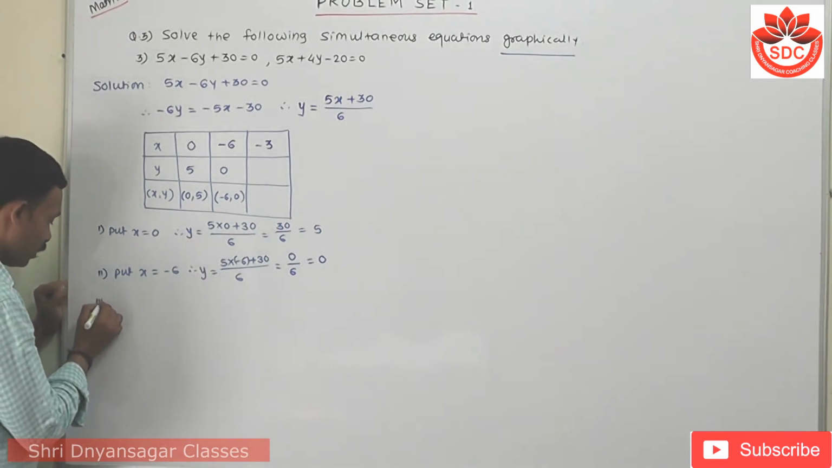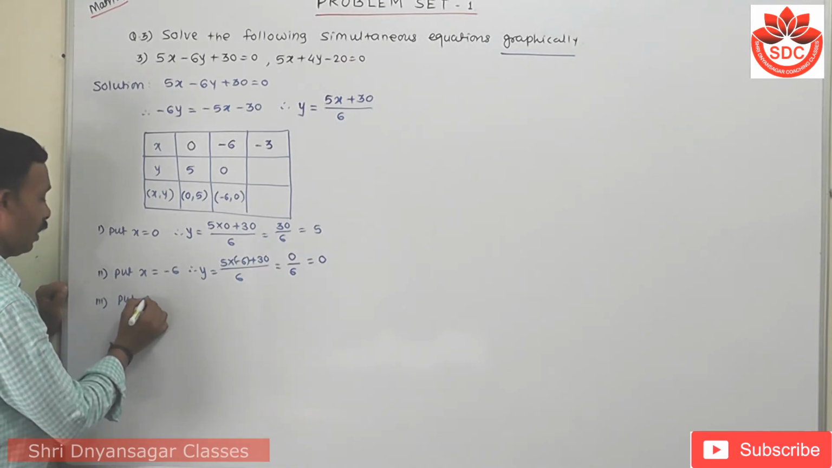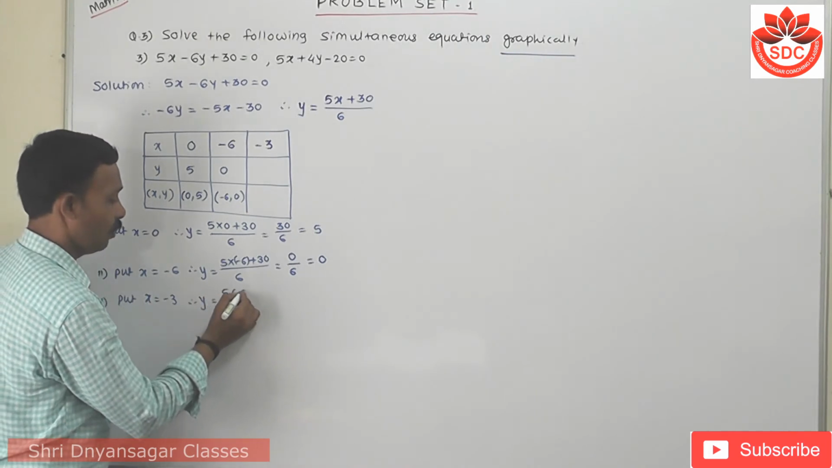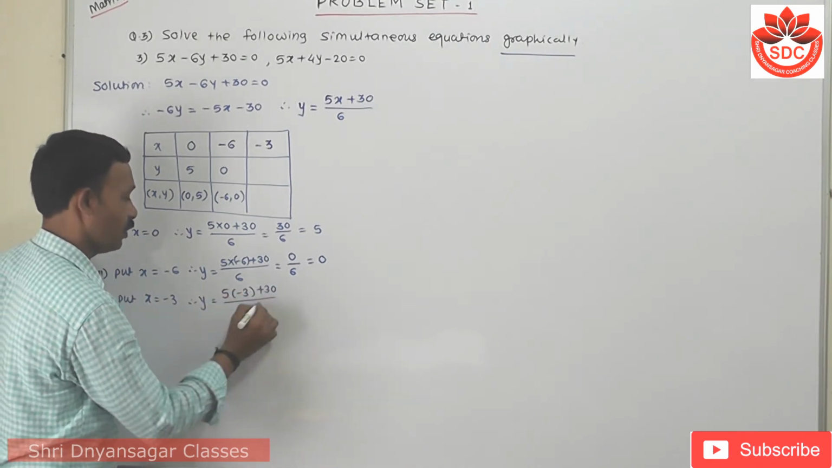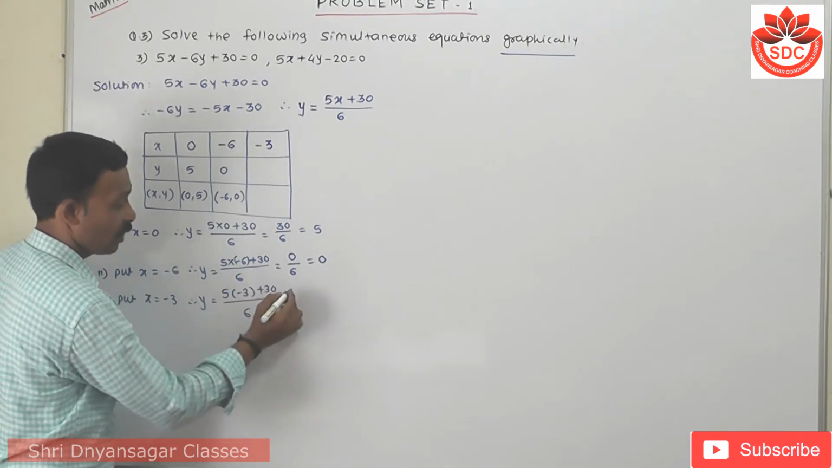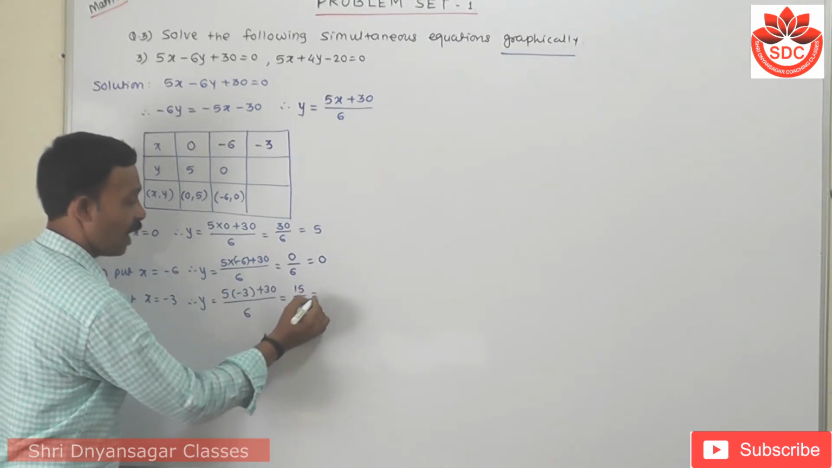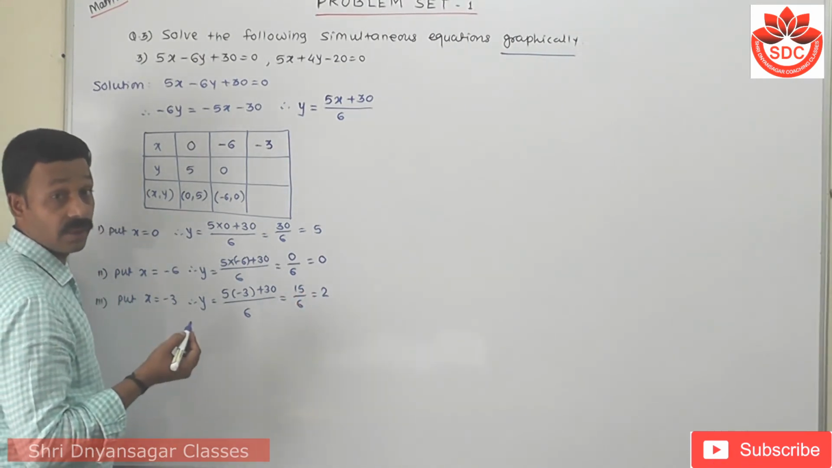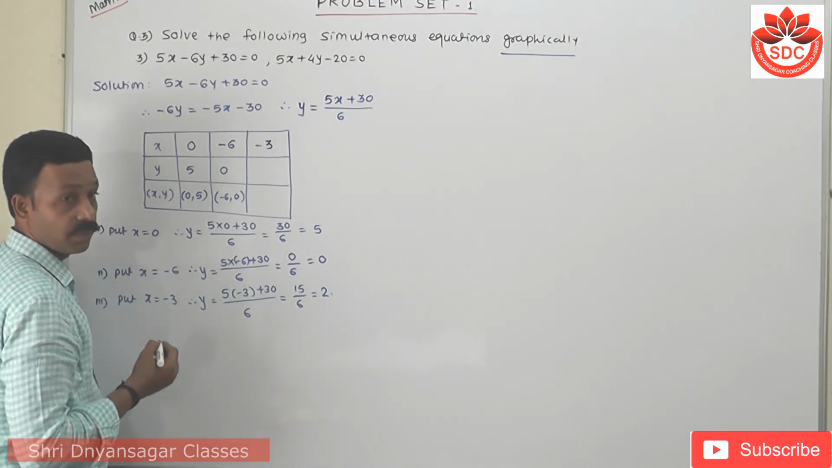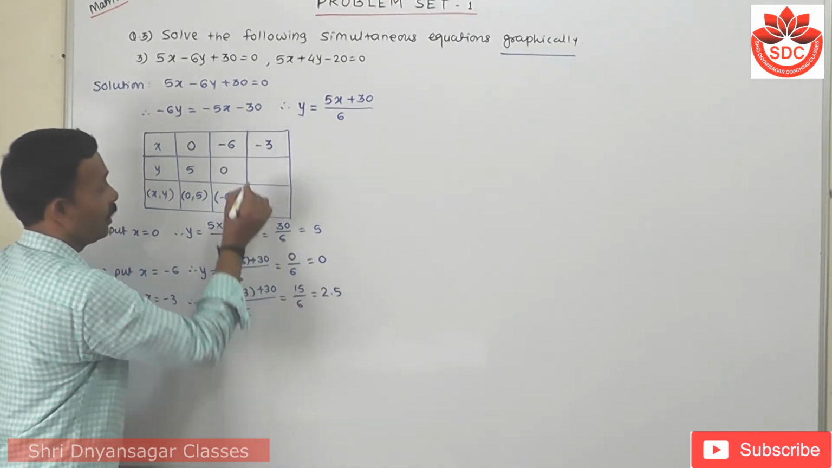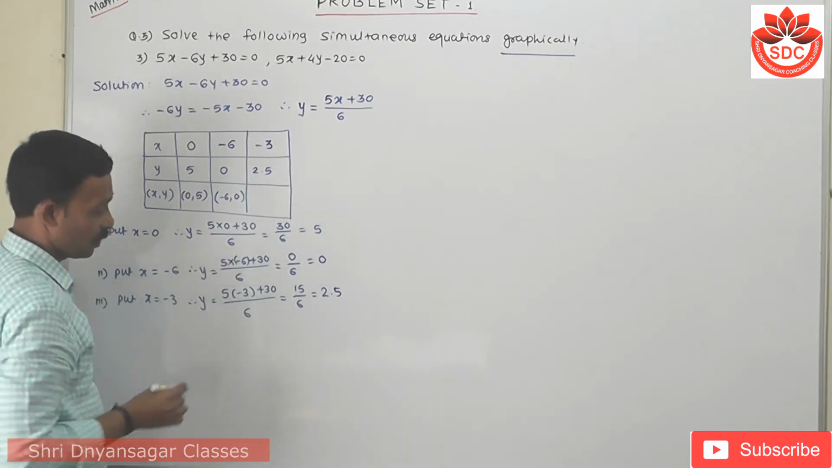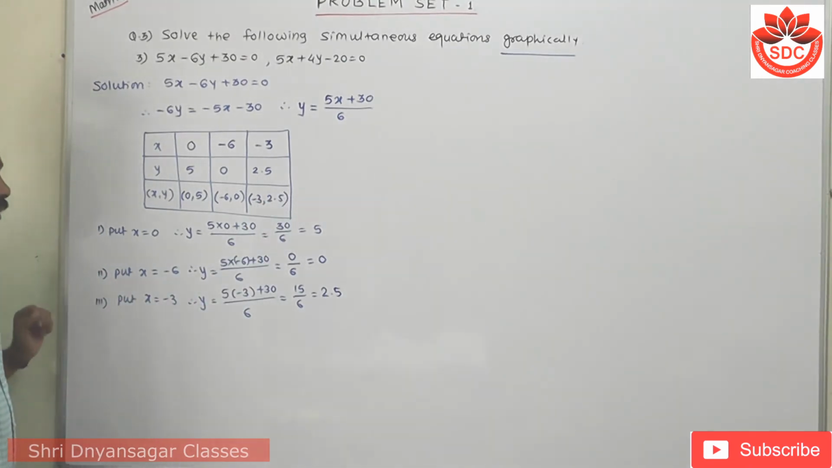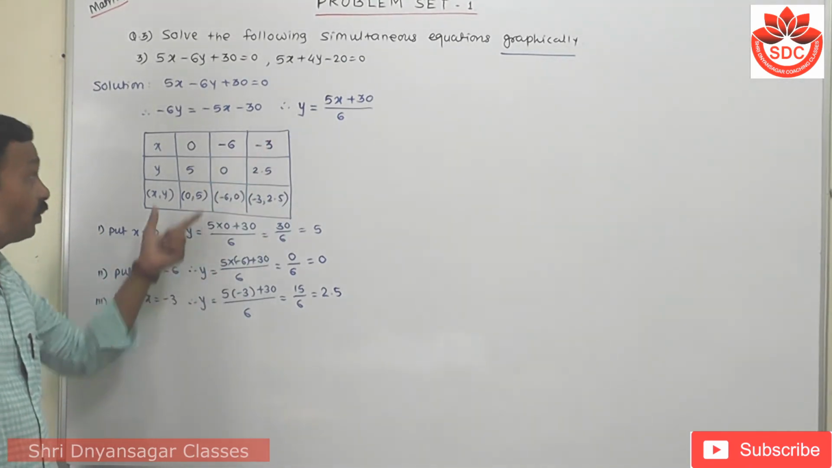Then the third one: put x equals -3. Therefore y equals 5 into -3 plus 30 upon 6. This becomes 15 upon 6. Now let us divide by 6. 6 1 is 6, 6 2 is 12, carry 3. We cannot divide, so take the decimal point. It becomes 30, then 6 5 is 30, so this is 2.5. So the ordered pair is (-3, 2.5). Can you understand, student, how to convert this and how to take these values?